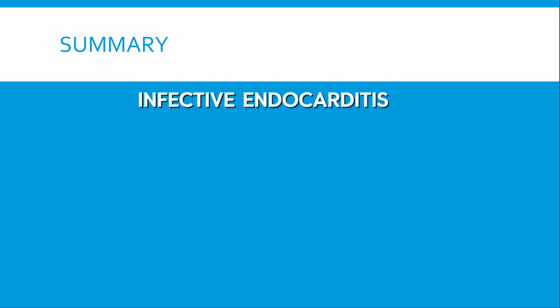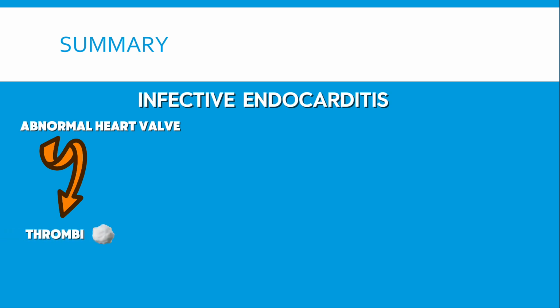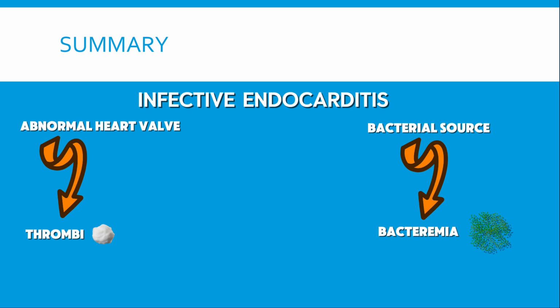Summary of Lesson 2. For an infective endocarditis to occur, there must be an abnormal heart valve, which results in the formation of non-bacterial thrombi. Secondly, there needs to be a bacterial source, which results in bacteremia, the presence of bacteria within the blood. This bacteria will travel to and infiltrate the thrombi on the abnormal heart valve, resulting in the formation of microbial vegetation.